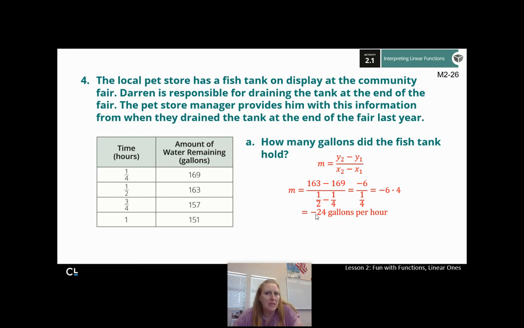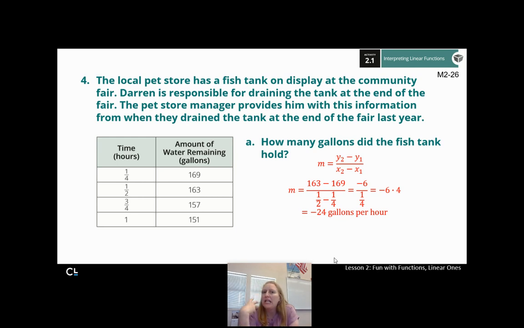And that makes sense because he's draining the tank, right? So the amount of gallons in the tank should be getting lower as we go. And that does appear to be what's happening on our table. So it makes sense that I'm getting a negative rate of change. That seems fair. The only thing is that tells me how many gallons per hour, but that doesn't actually tell me how many gallons are in the tank.